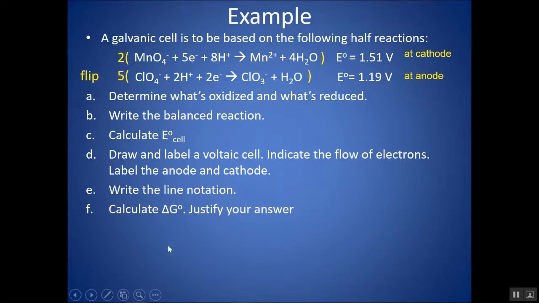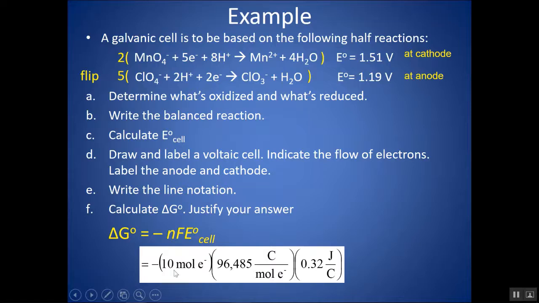All right, and then it says, ignore that, let's calculate delta G. So if we go back to that equation, delta G is negative n, which is the number of electrons. Oh, let's see, there's 5 times 2. Remember, we multiply by a number to get the electrons equal. There's 10 electrons. And those electrons didn't appear in the overall reaction. We've got to go back to our half reactions to look at it. So 10 electrons.